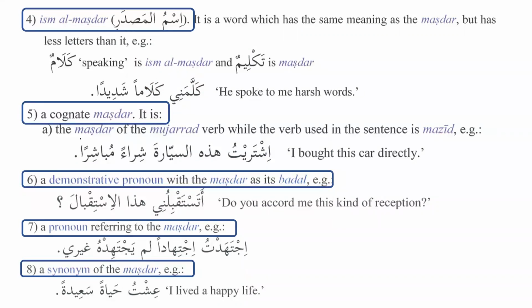And the fifth one, we have learned about the cognate masdar, where the verb is from the mazid fihi, but the masdar is from the thulathi. And then ismul ishara being used as masdar, as we can see over here. And then number 7, we have learned that there is a pronoun that refers back to the masdar itself. And the 8th thing that we have learned is that we can use a synonym of the masdar.